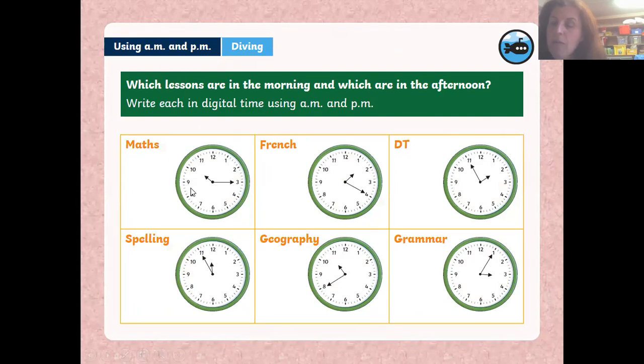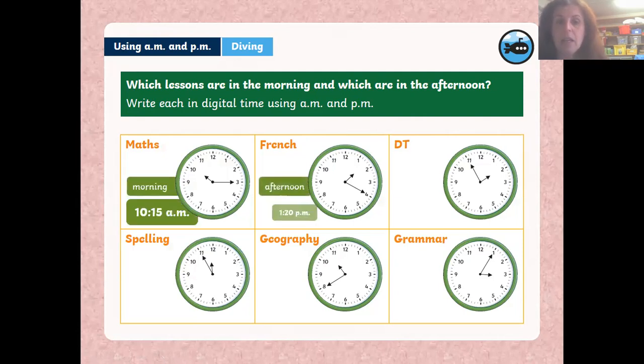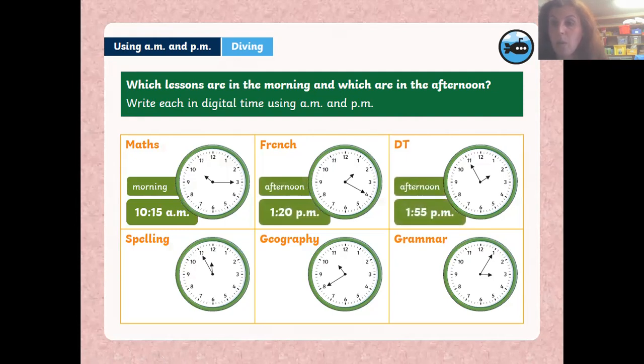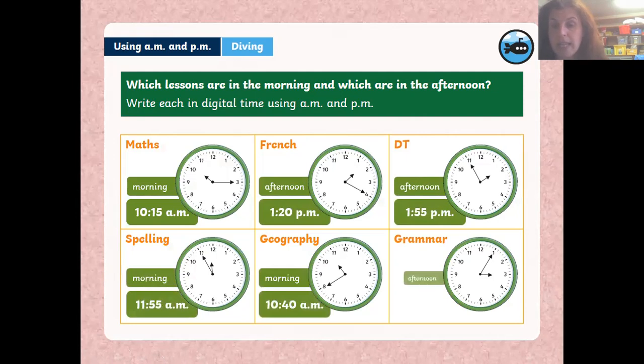Have a think about it. Remember, AM is morning and PM is afternoon or evening. I want you to have a go at looking at that one now and writing down your ideas. Pause me and then come back to me. Okay, well done. Let's have a look at the answers then. So now that you've come back to me, I want you to check your answers that you have just written down using these ones that I have got here, okay?